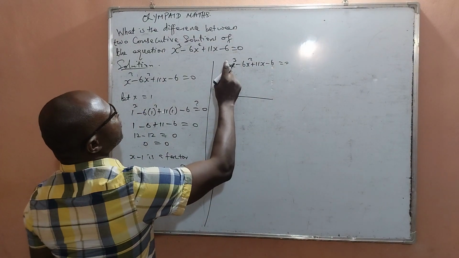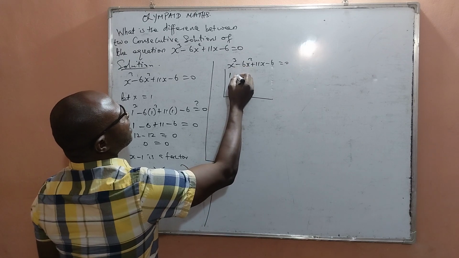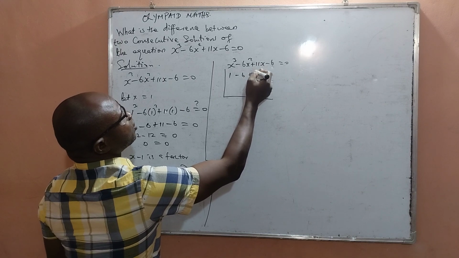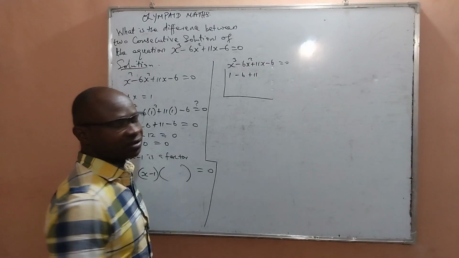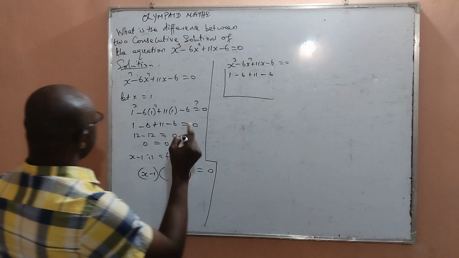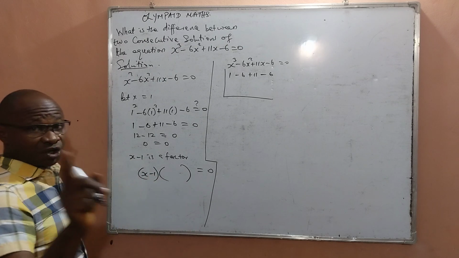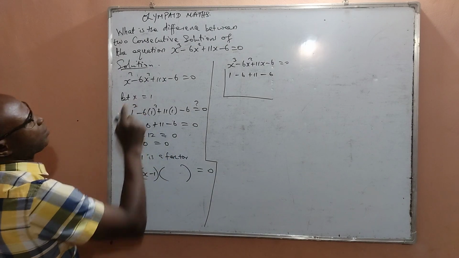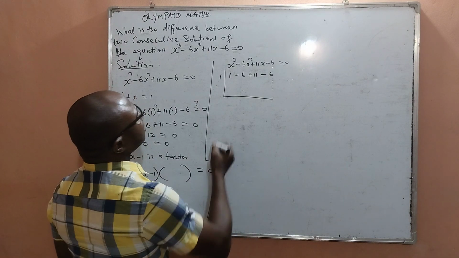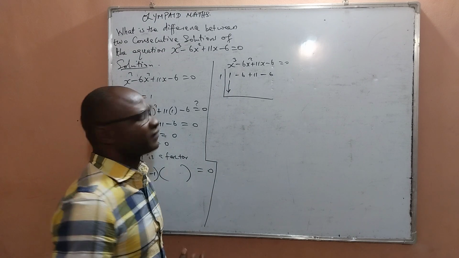Now the coefficient of x cubed here is 1. The coefficient of x squared here is minus 6. The coefficient of x here is 11, and then I have minus 6. Very good. Now, we have discovered that x minus 1 is one of the factors, which implies that x is equal to 1. Now, let me take 1. What I will now do is bring down this 1 using this synthetic division method.